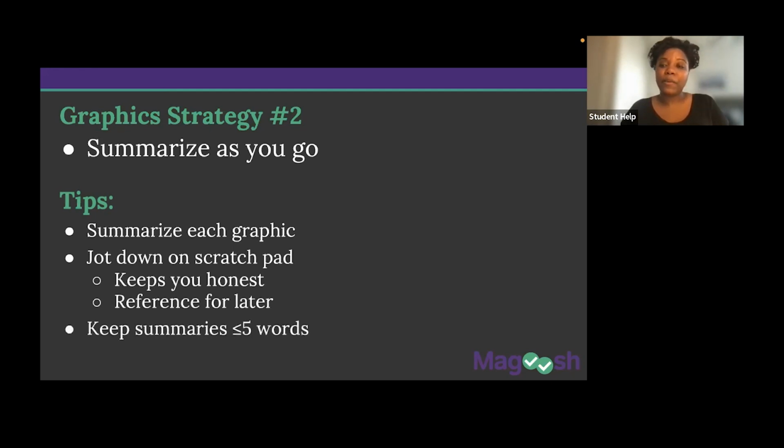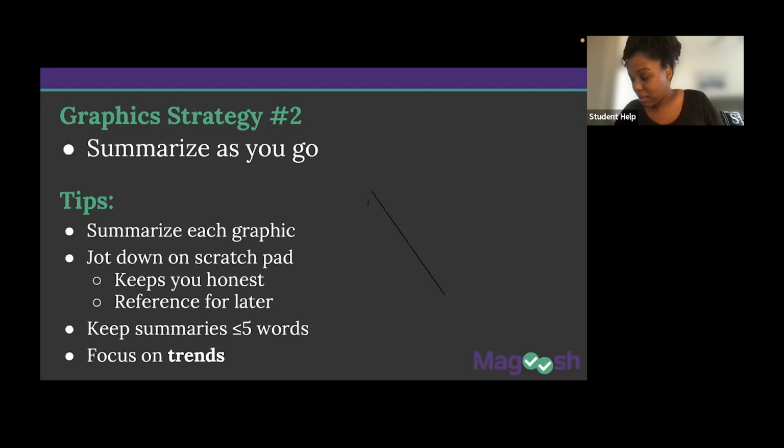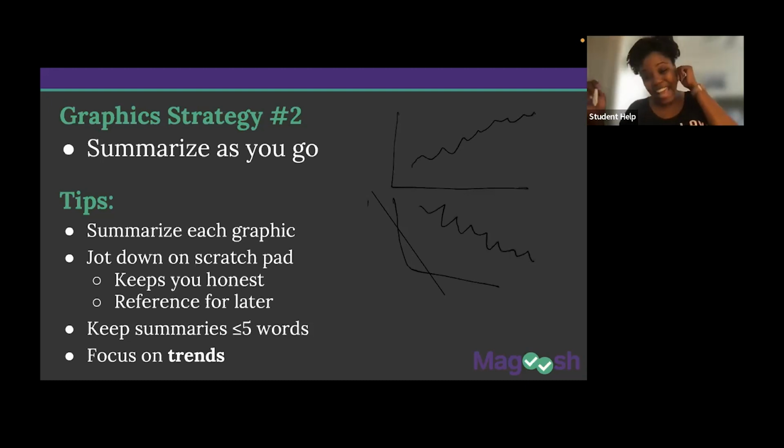And when you're doing that, keep your summary really, really short and focus on the data trends, because oftentimes that's what you're going to be tested on, is trends, especially if you see something like this. Right, that's telling you a trend.